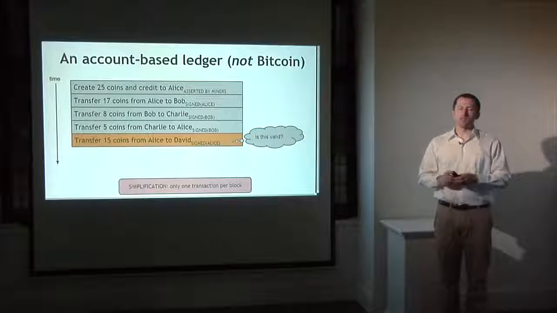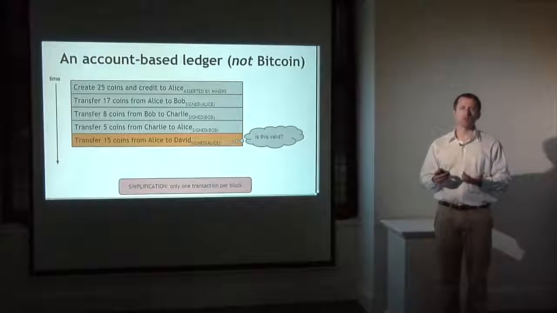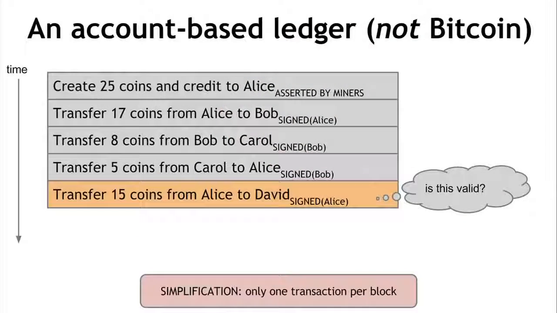Now the downside of this system, if we add a new transaction at the bottom here, is that we have to remember what the account balance is for each participant to figure out if this transaction is valid or not. Does Alice have the 15 coins that she's trying to transfer to David here? Looking at this just with your naked eye, it's fairly hard to do the mental arithmetic to figure out if Alice has enough money. And in fact, you'd have to look backwards in time forever to see every transaction affecting Alice and whether or not her net balance at the time that she tries to transfer 15 coins to David is greater than 15 coins.